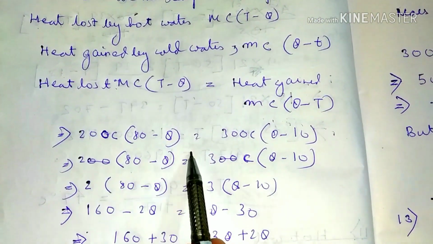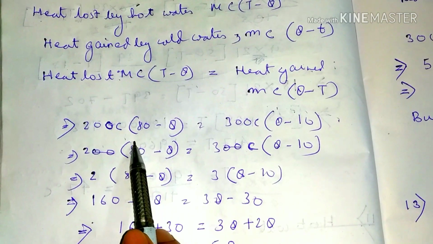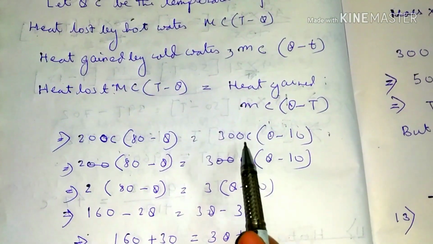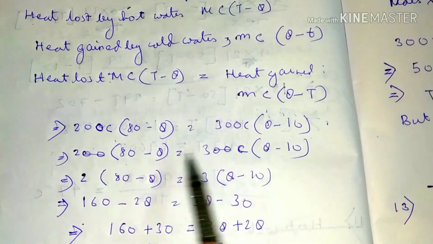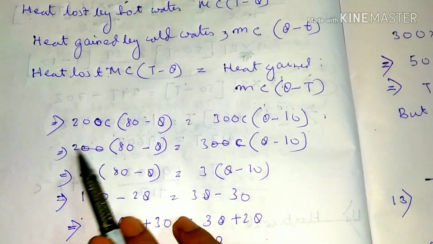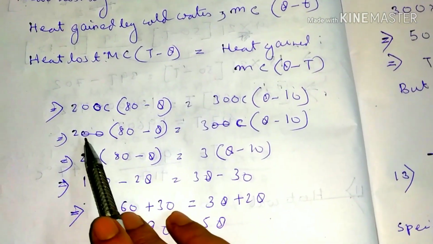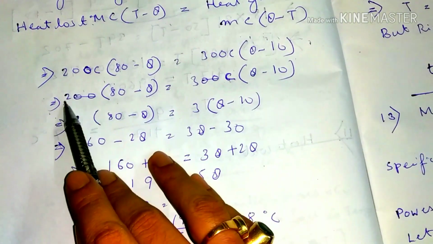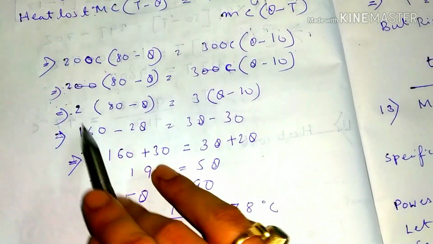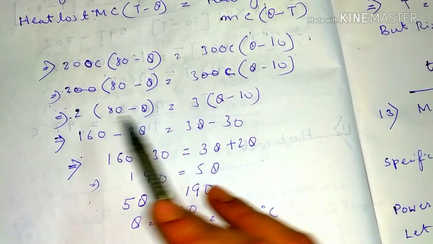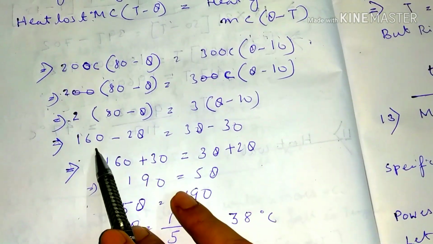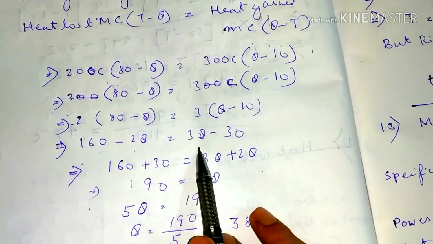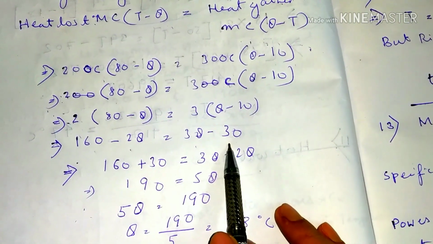Now we put the respective values: 200 c (80 minus theta) is equal to 300 c (theta minus 10). We have divided both sides by 100. So what remains is 2 here, and 3 here. Multiplying, 2 into 80 is 160, 2 into theta is 2 theta, 3 into theta is 3 theta, and 3 into 10 is minus 30.